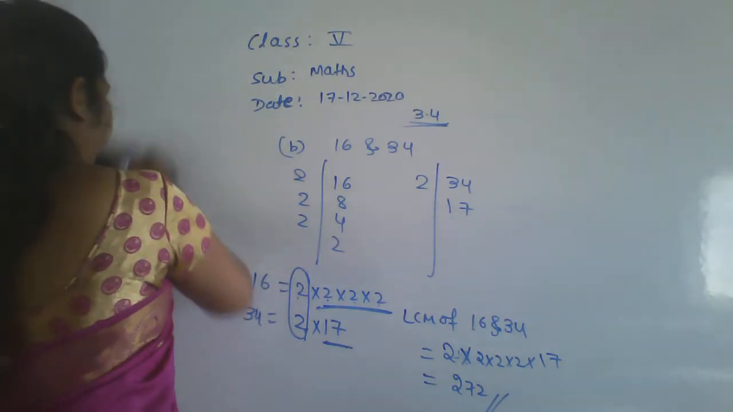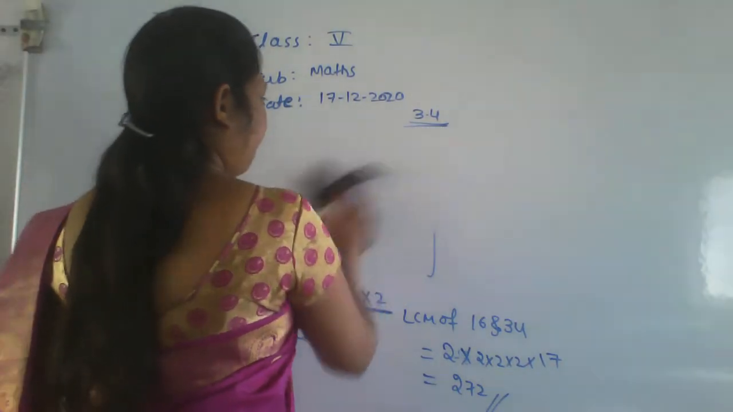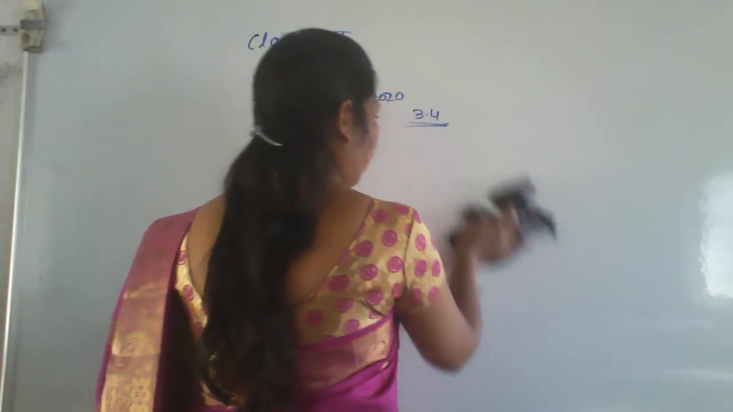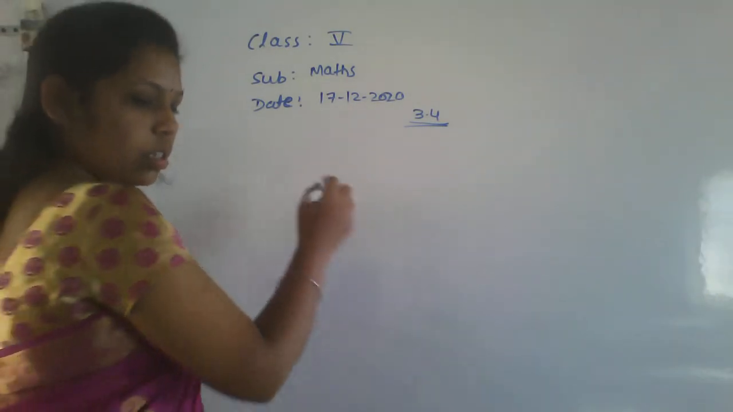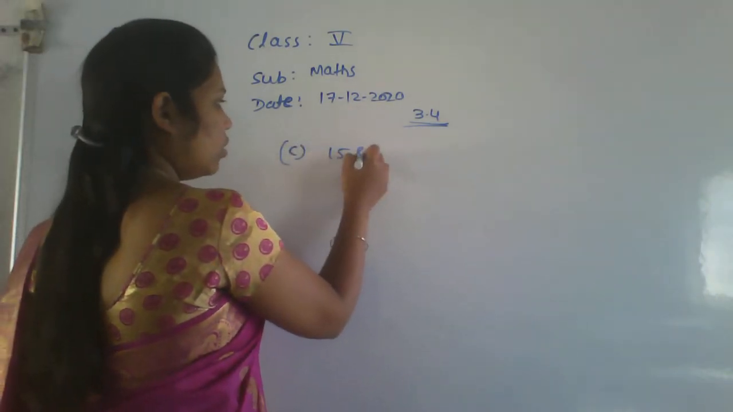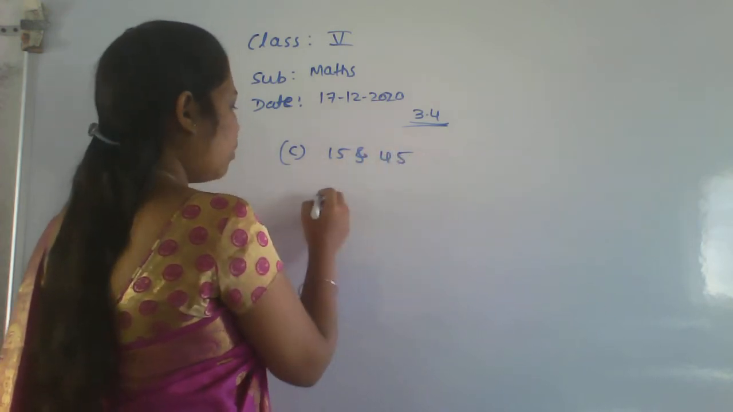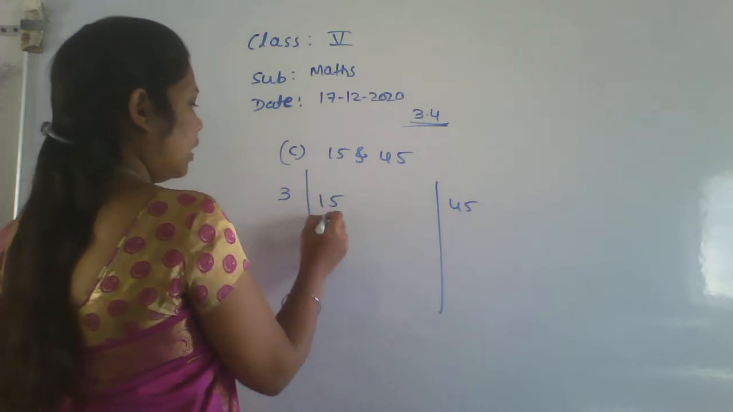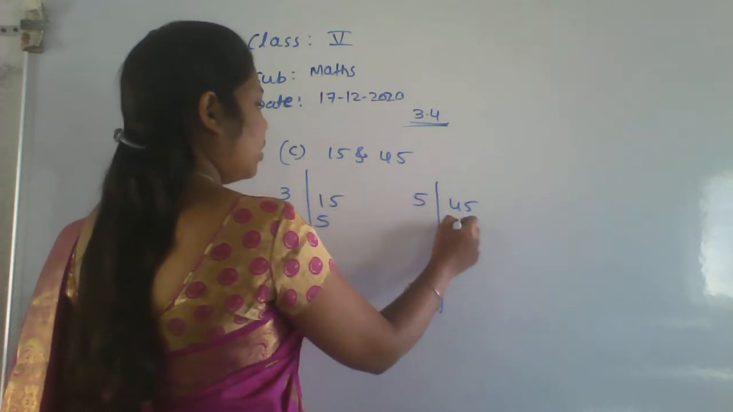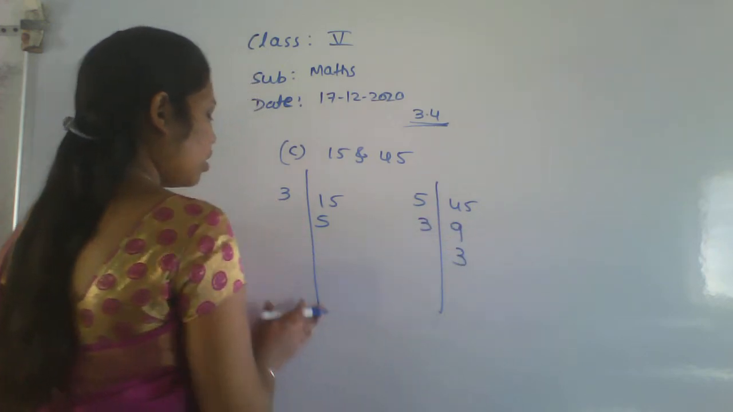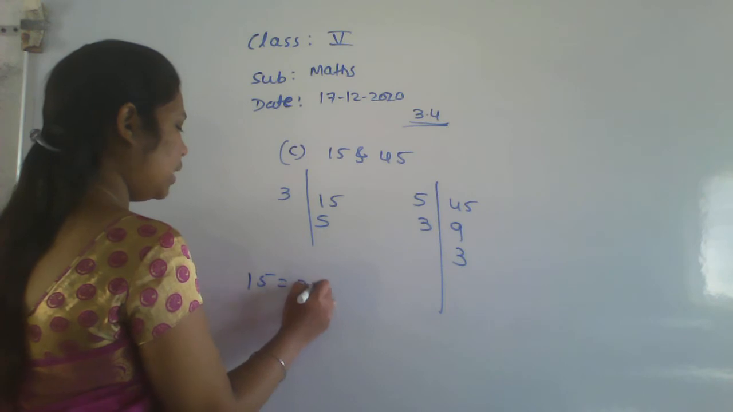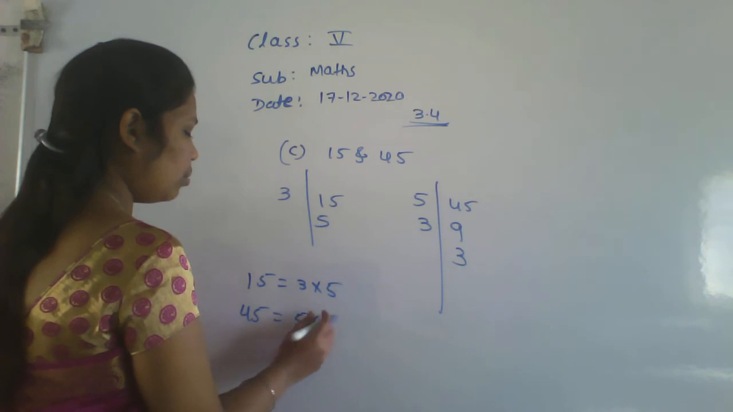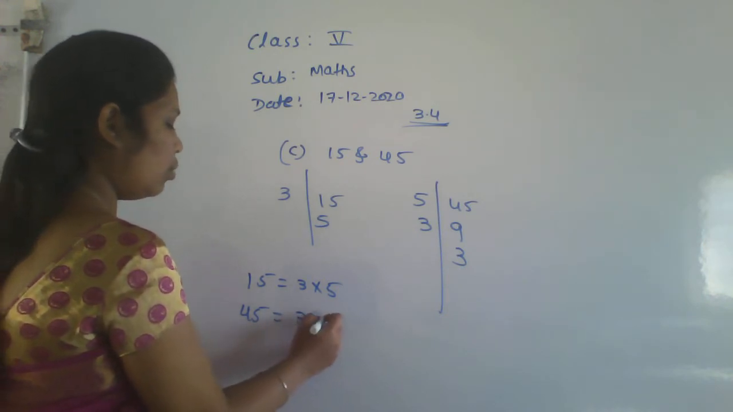Go for the next one, the C one: 15 and 45. First find the prime factors. I can take 3: 3 5s are 15, and 3 15s are 45. So 15 can be written as 3 into 5, and 45 can be written as 3 into 5 into 3.